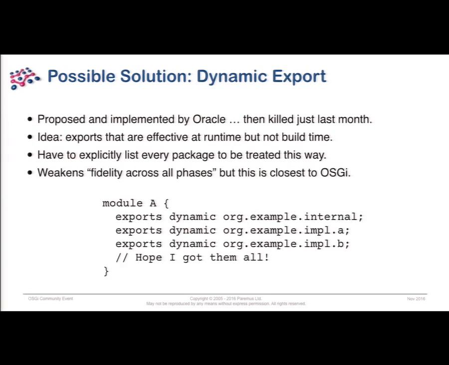A possible solution, dynamic exports. So Oracle proposed this, and they implemented it in the early access releases of Java 9, and then they killed it only last month, which I can imagine created a bit of pain for the guys who'd written a book about this already. But the idea is that exports can be effective at runtime only. So the export is dynamic. This is a package that you can reflect on at runtime, but you can't depend on in the compiler. And the problem there is you have to explicitly list every package that might want to be accessed this way. And you just have to hope that you got them all.